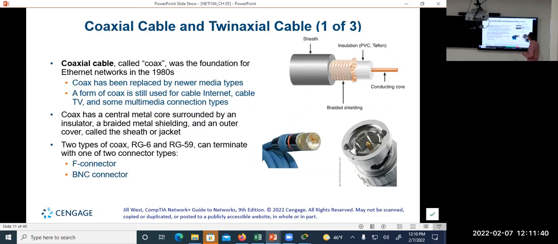Now we talk about the coaxial cable and twinaxial cable. That is the most common cable you can see in home internet. Back then they worked with television cable, but now you can work with internet cable here. The core is coax. You have the central metal core, this one here.